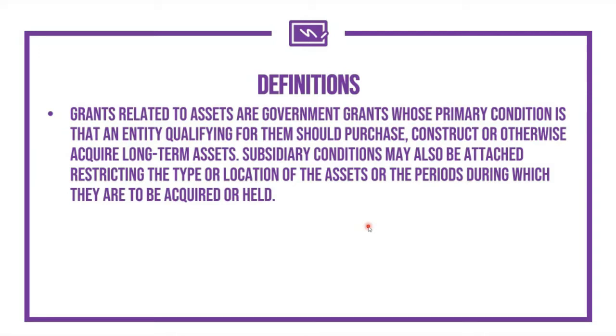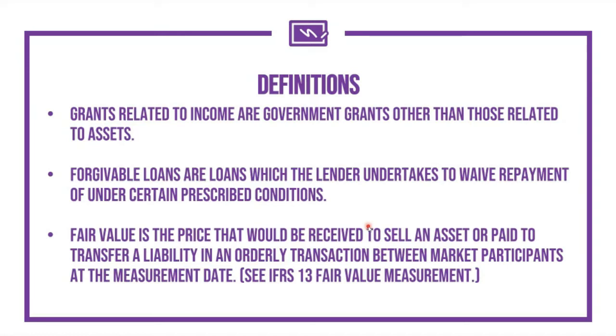So when you talk about grants related to assets, this pertains to resources that are given to an entity for them to be able to purchase, construct, or otherwise acquire any type of long-term assets. That's why it is called grants related to assets. Okay? Next, we have grants related to income.